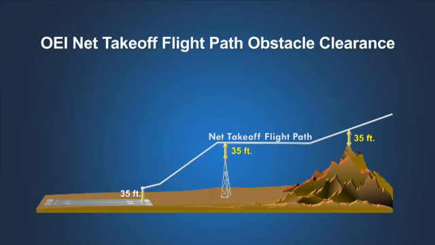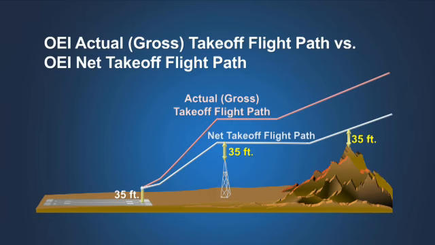Clearing an obstacle by 35 feet doesn't sound like much of a safety margin, but remember that the net takeoff flight path is defined as the actual flight path, often referred to as the gross path, minus the prescribed reduction in performance. The intent of defining obstacle clearance in terms of net performance is to provide a reasonable safety margin should the airplane's climb performance following an engine failure be less than predicted.